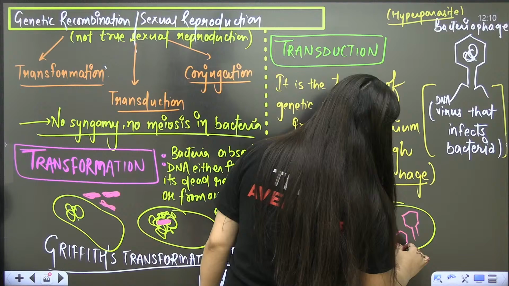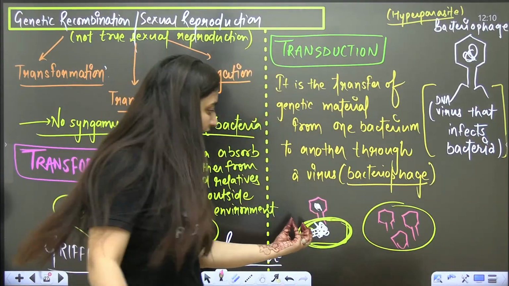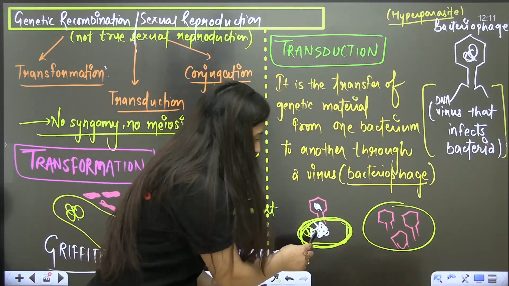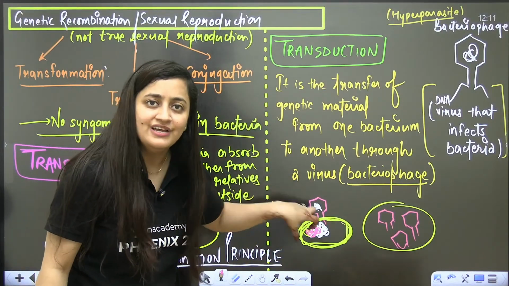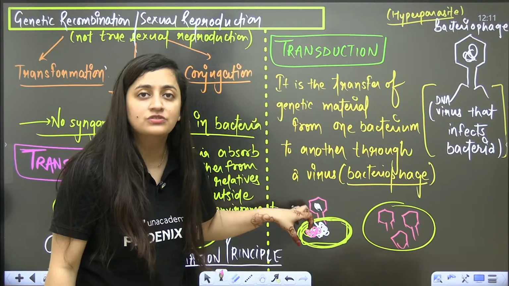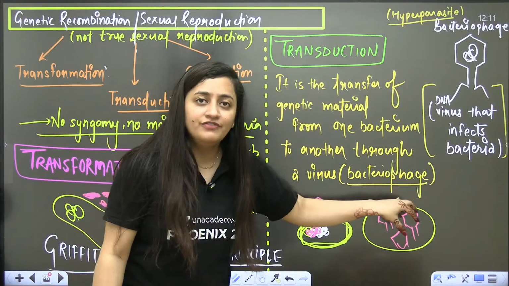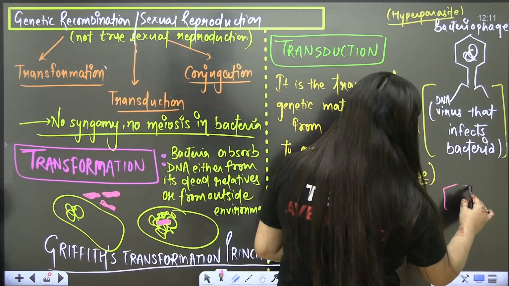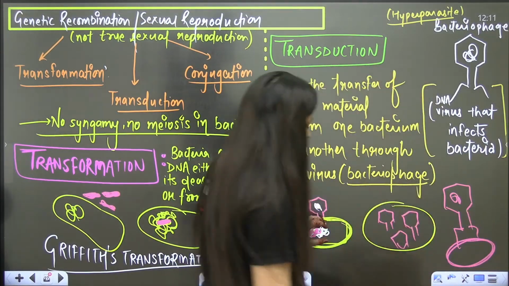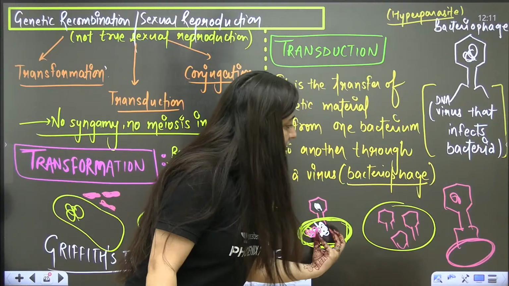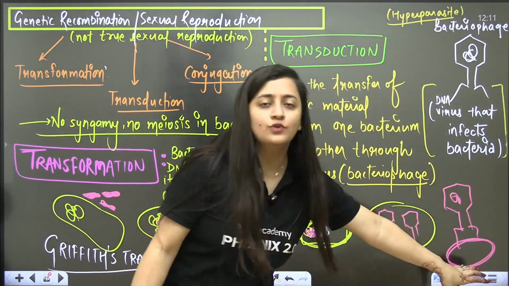There will be copies of this bacteriophage DNA. Because it is using the host machinery, it is also incorporated with the host DNA. So when these bacteriophages start infecting other bacterial cells, they are transferring the genetic material of this bacteria into another bacteria.